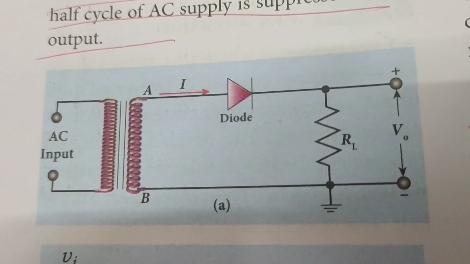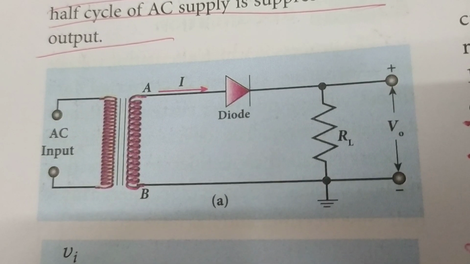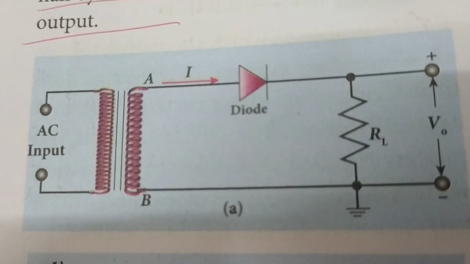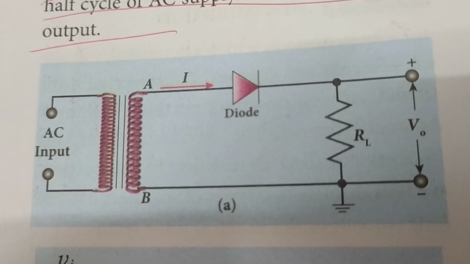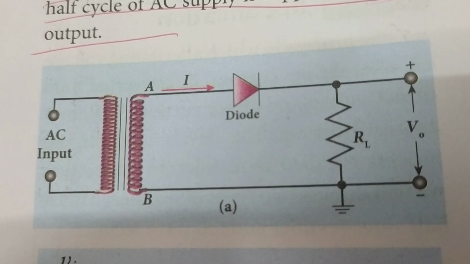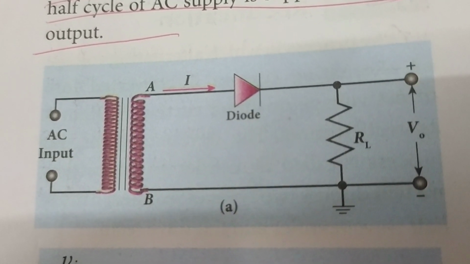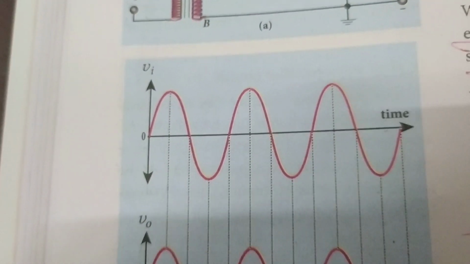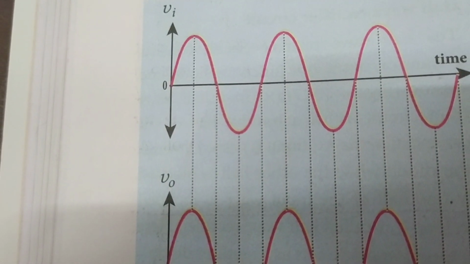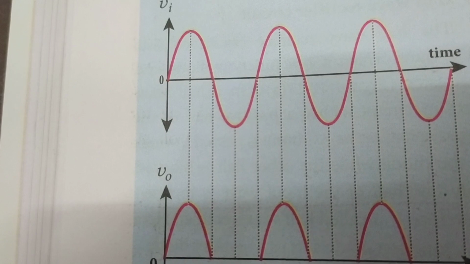Here we are going to see what happens during the positive half cycle and negative half cycle of the AC. During the positive half cycle, terminal A will become positive and terminal B will become negative, and the diode is forward biased during the positive half cycle. So you will get a waveform like this. The positive half cycle has this shape, that is, it is rectified.